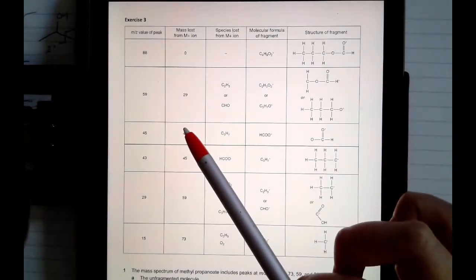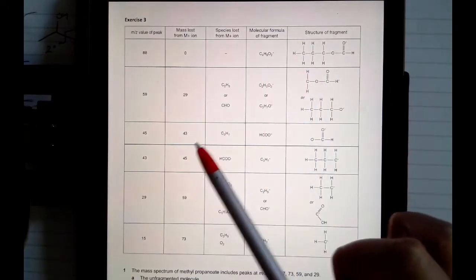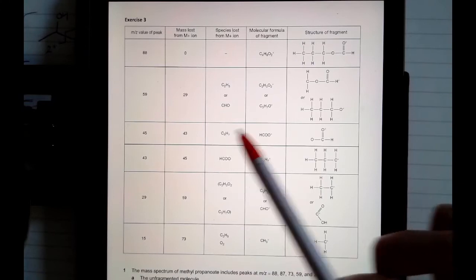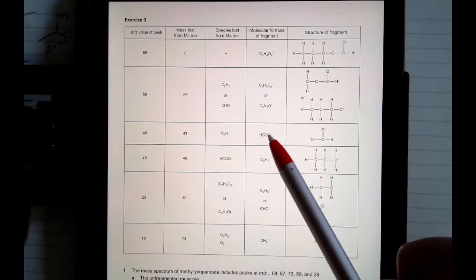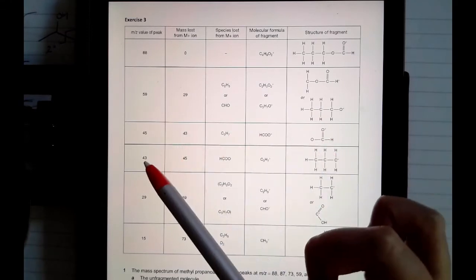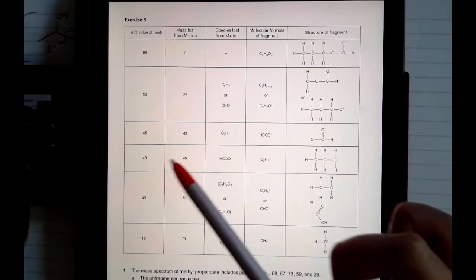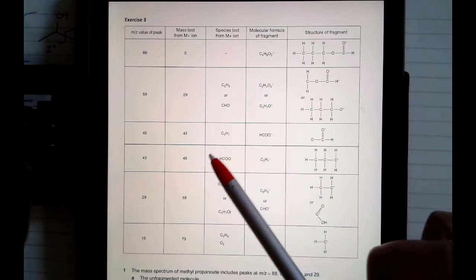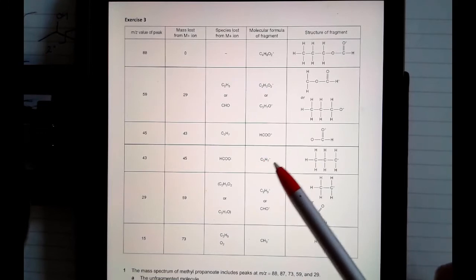If you're losing 43, well, what could it be? Again, typically when we see 43, it's a C3H7. If you're losing C3H7, then this is what you are left with, with a positive charge, and they've drawn that out for you here. This time a peak of 43 means you've lost 45. We've just seen the 45 right here. So this is what you are losing, and this is what's giving you the peak.